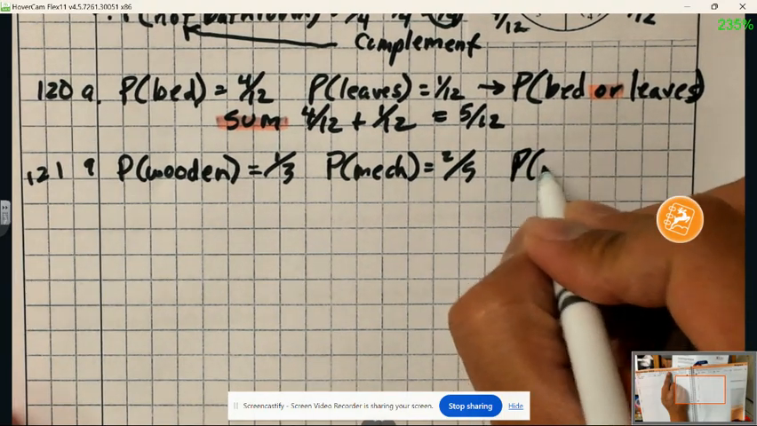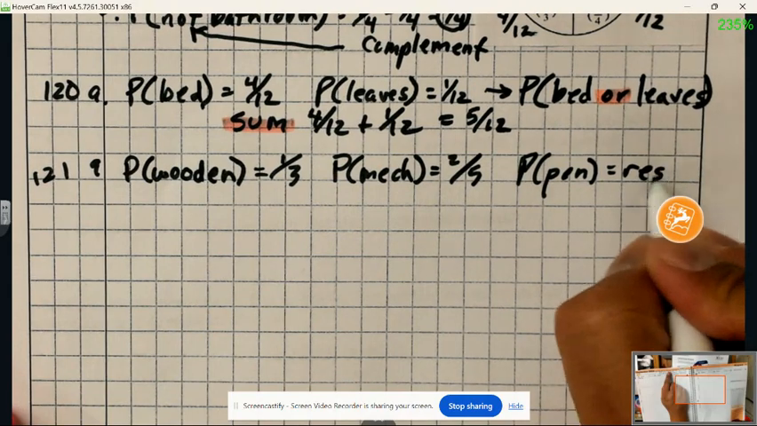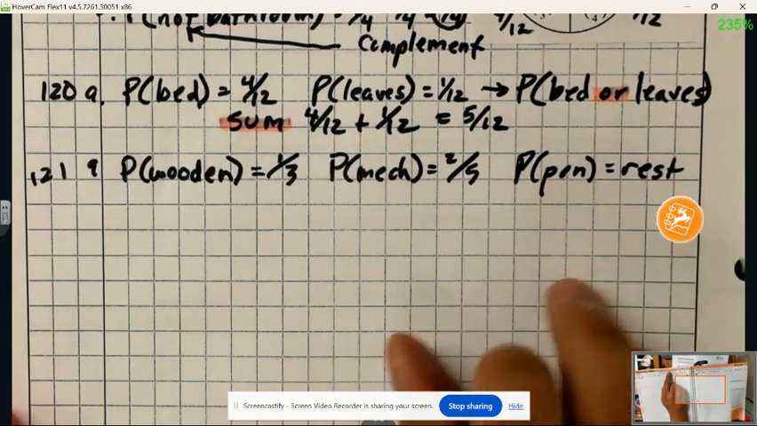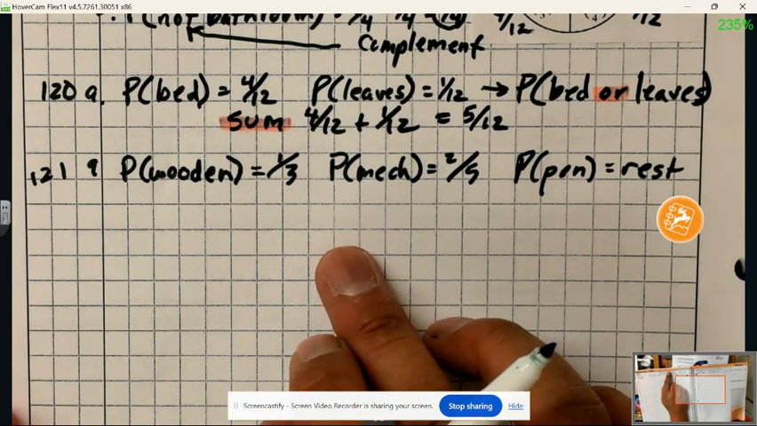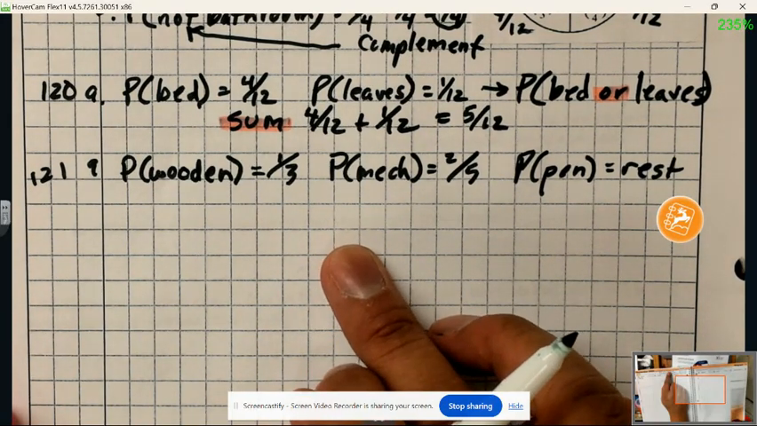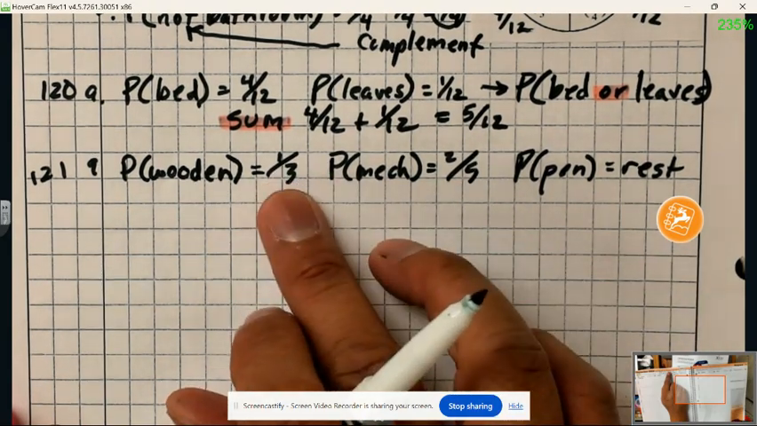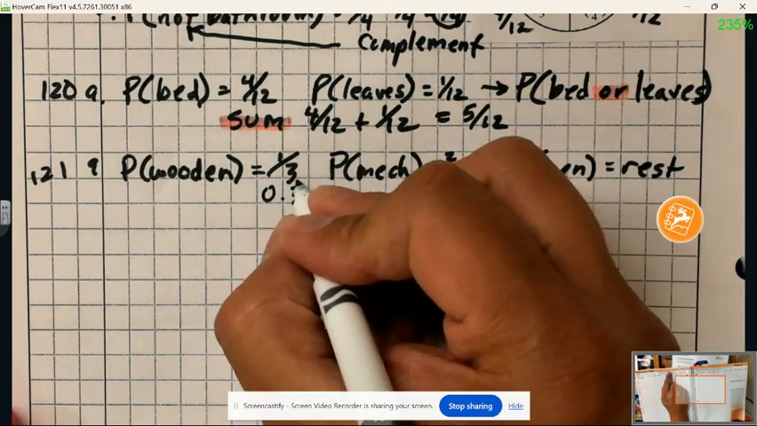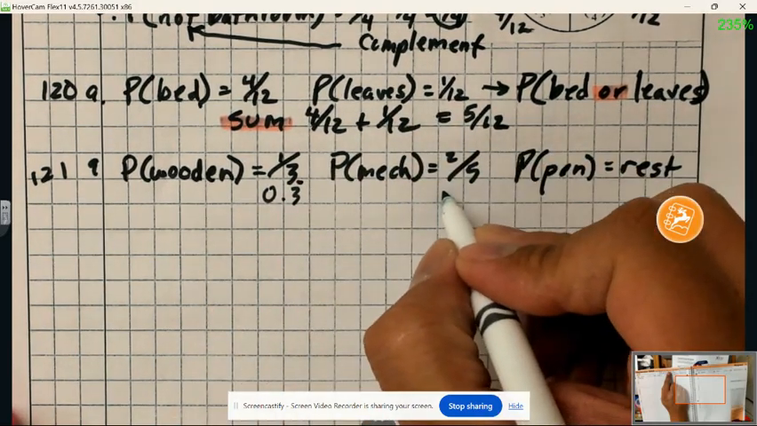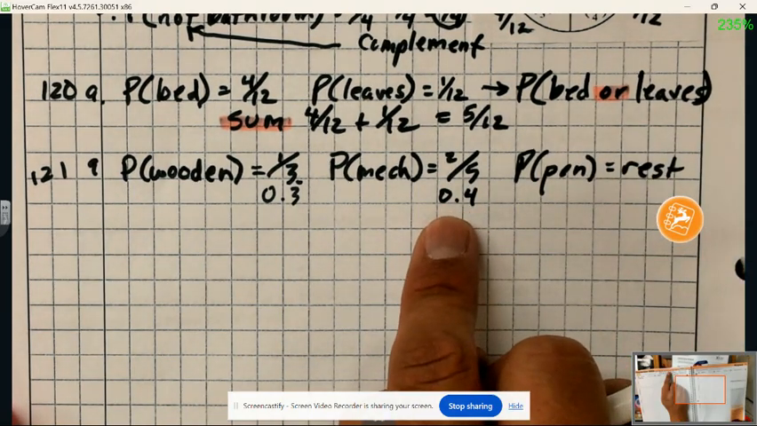Keep in mind, there's also a blue pen, which is the rest of the entire whole. Okay, so the probability of getting either pencil, well, first of all, which one's bigger, 1/3 or 2/5? And we can change these to decimals, is one way. That's 0.3 repeating, and that's 0.4. So it's more likely to get a mechanical pencil.